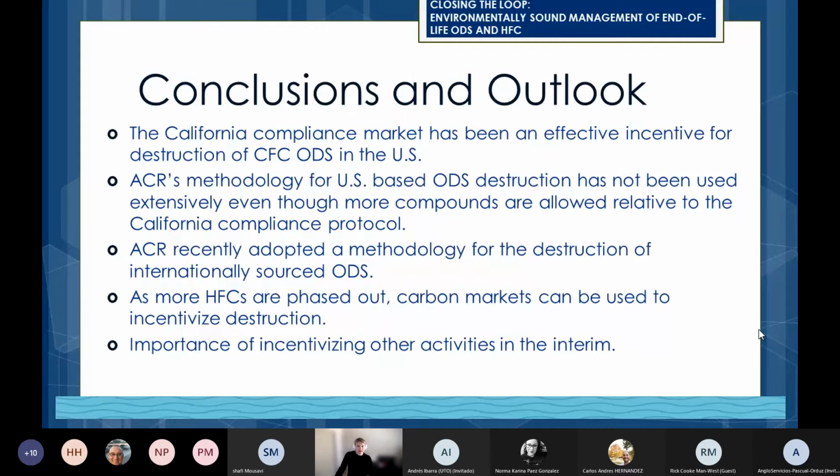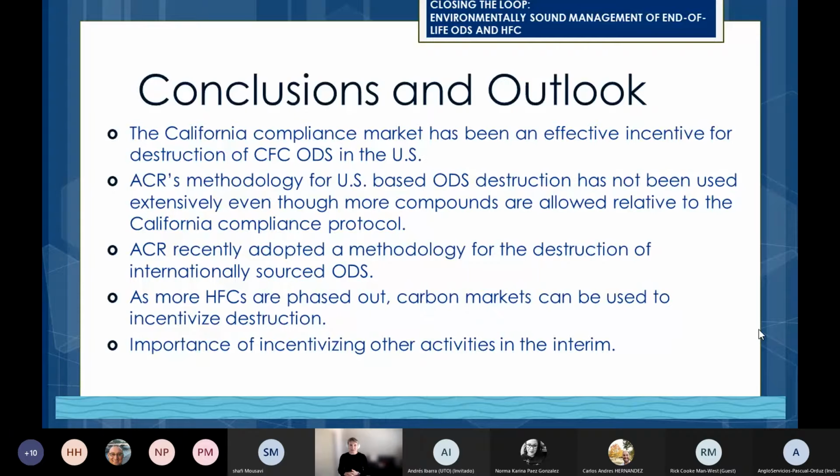Just to conclude about the carbon market, the California compliance market has been an effective incentive for the destruction of CFC ODS in the US. ACR's methodology for US-based ODS destruction for the voluntary carbon market has not been extensively used yet, even though more compounds are allowed relative to the California compliance protocol. But as I said, I do think that will change as the voluntary carbon market is growing.